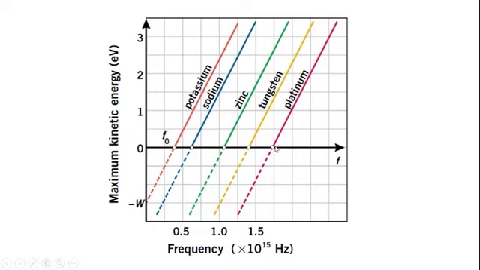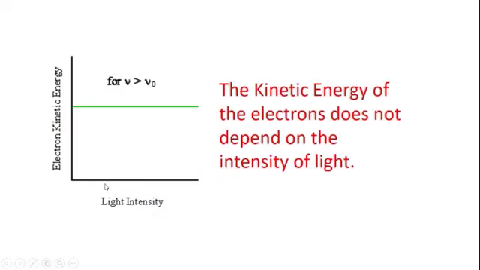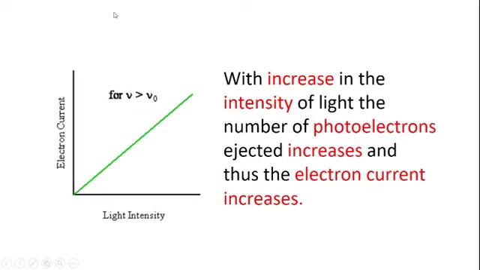Moving on, graph 2 shows us the relation between light intensity and kinetic energy. Whatever be the value of intensity, it has no impact on the kinetic energy. The kinetic energy does not depend on intensity of light. Graph 3 shows us the relation between electron current and the light intensity. With the increase in light intensity for a value of frequency greater than the threshold frequency, the electron current increases.